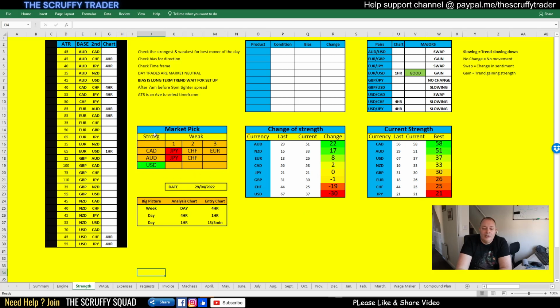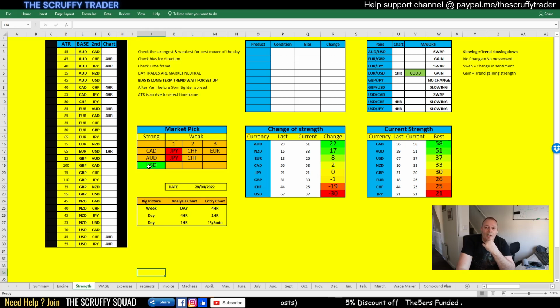Then you have this here, which is the market pick. These are the products that it thinks are going to be best to trade on the given day, and the way it works is this is the strongest, and then you would match it to the weakest on the same line. So the CAD against the JPY, the Swissy or the Euro. And as it moves down, it would be the Aussie against JPY and the Swissy. And then you've still got the USD, but it's not overpowering anything at this point. But it's still a reasonably strong candidate.